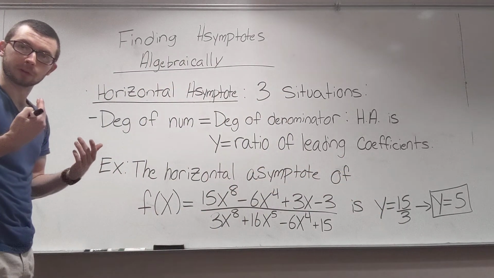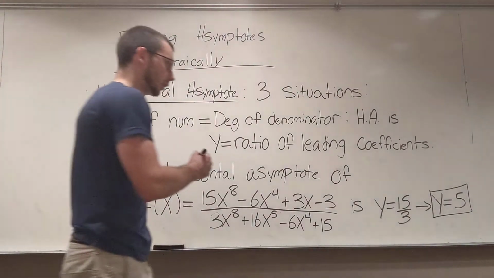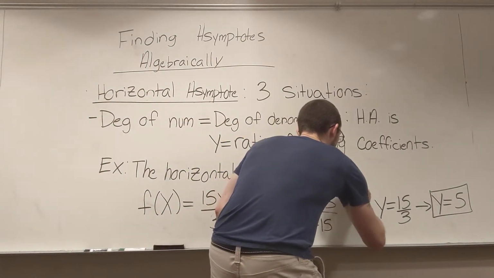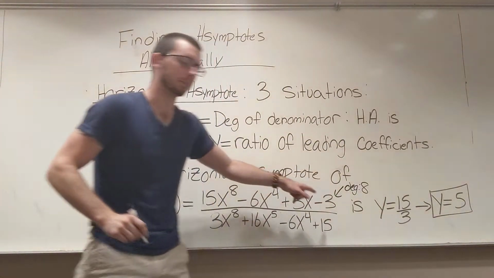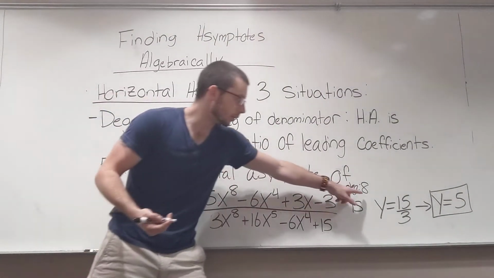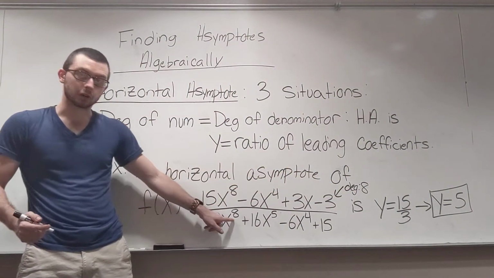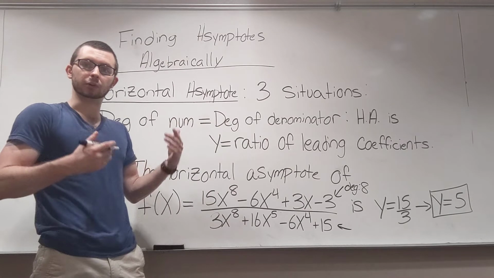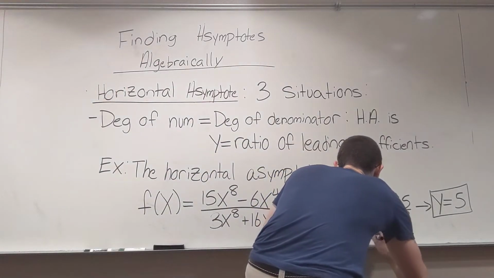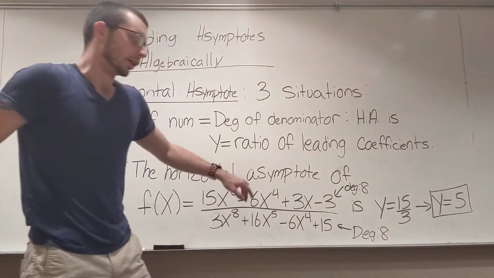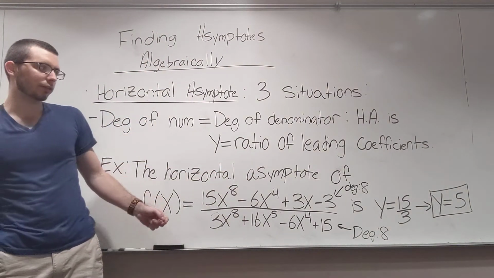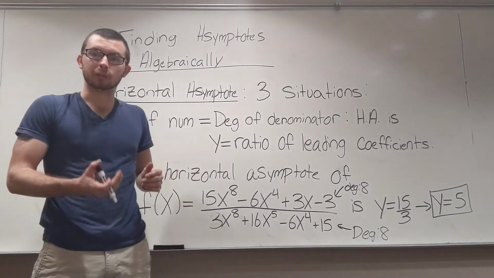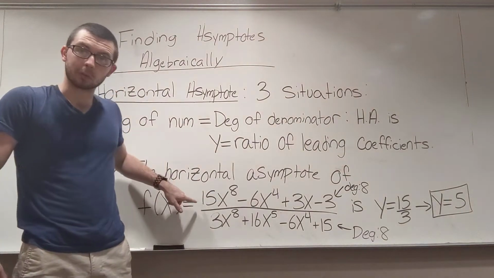Well, first we have to compare the degrees, as we did for the previous part. So the degree of the numerator here is 8. So the degree of the numerator is 8, and the degree of the denominator is also 8. So that's why this falls under this category of degree equality. And since the degrees are the same, then that means the horizontal asymptote is the ratio, or the fraction, of the leading coefficients. So what's the leading coefficient in the numerator?